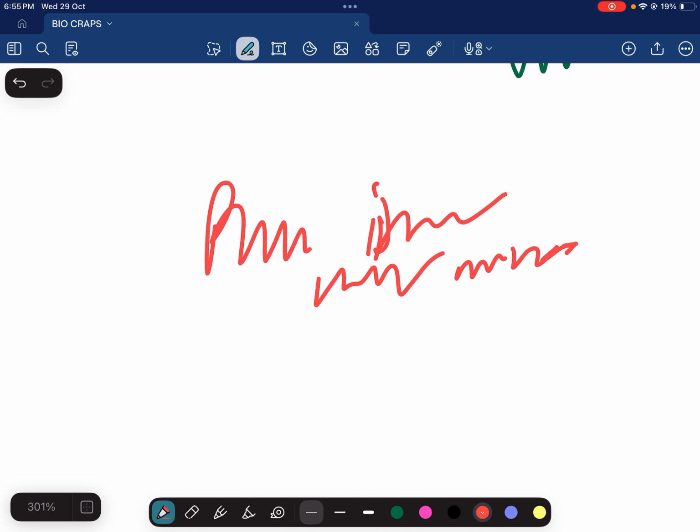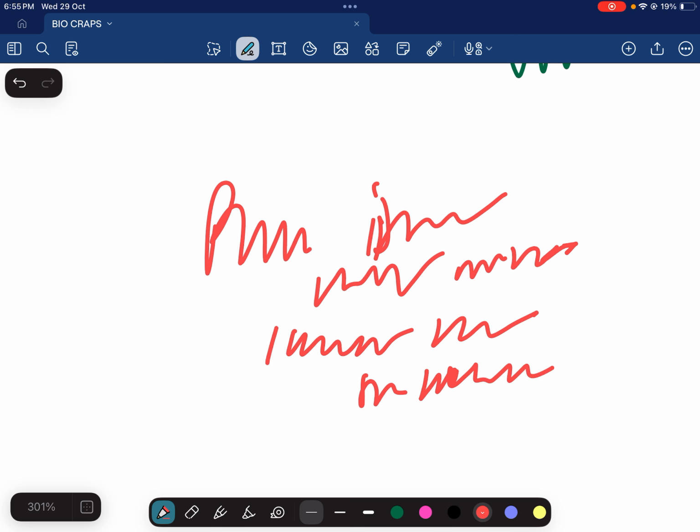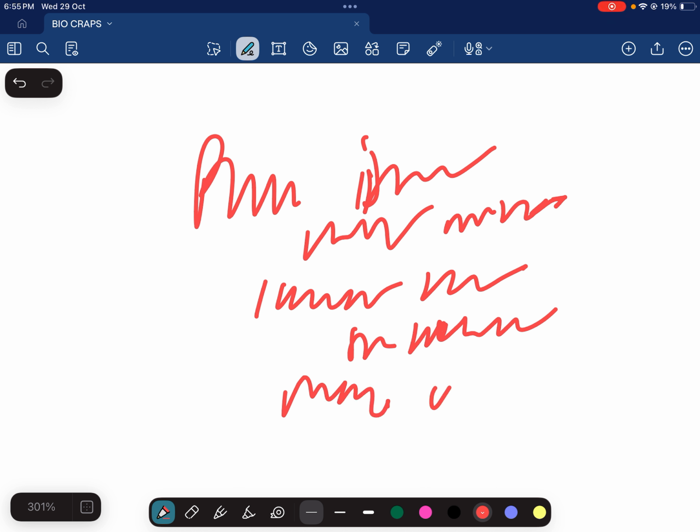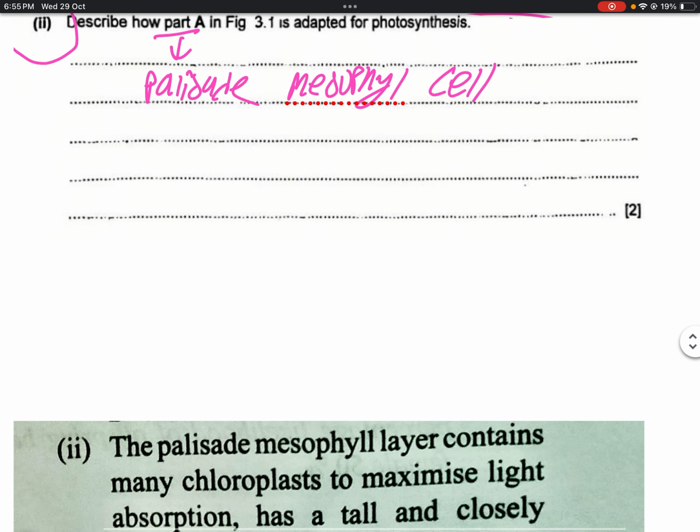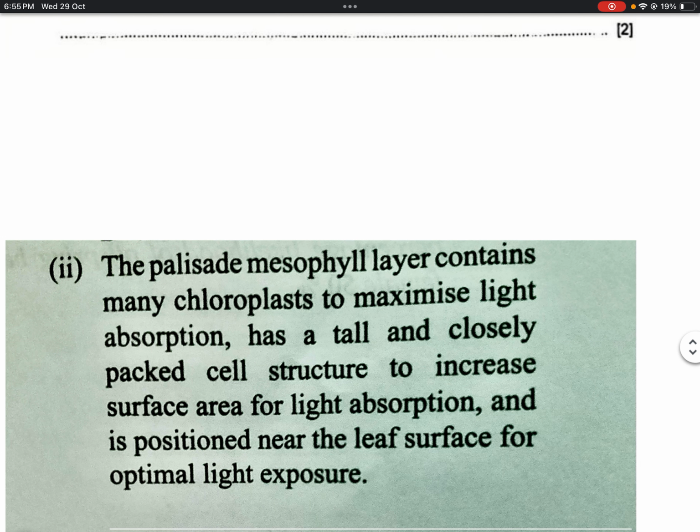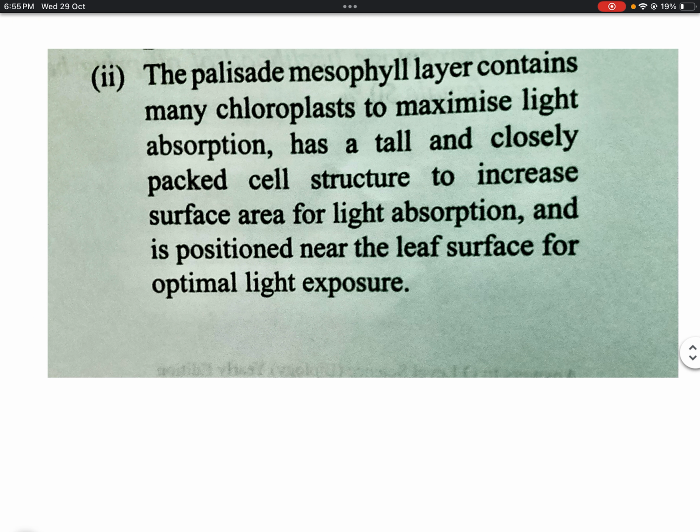Chemical energy. Then it's closely packed and tall, so that it can absorb more light. Then it's nearer to the surface of the leaf, so more light energy can be absorbed. Basically, the palisade mesophyll's functions are all related to light energy, like how much light can we absorb. This is why the layer contains many chloroplasts, and is closely packed to increase surface area for absorption. Okay, that's correct. Next question.